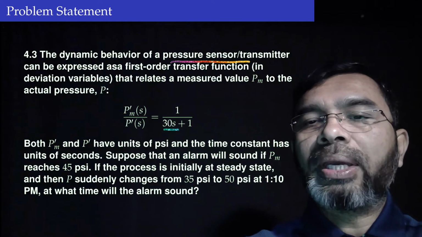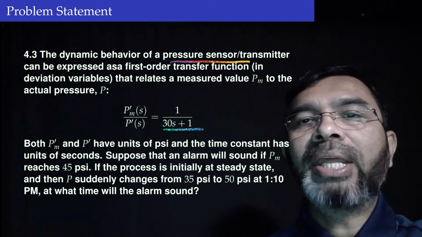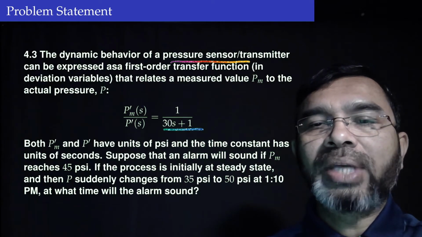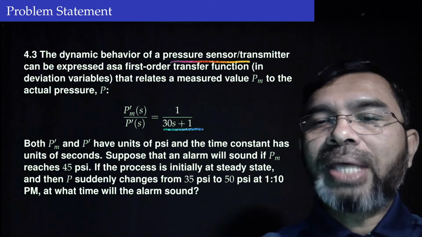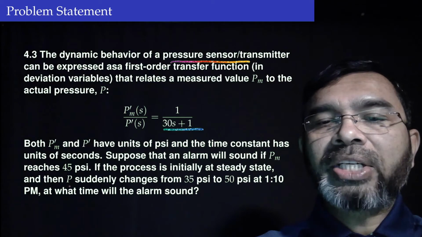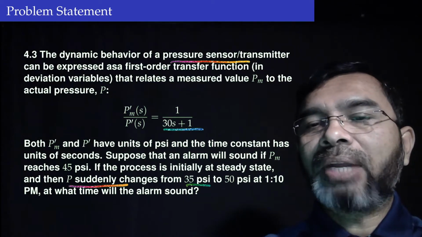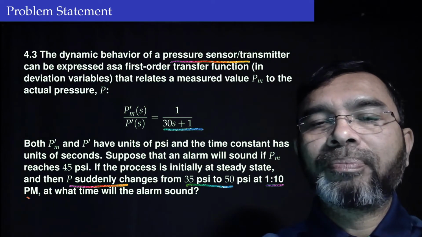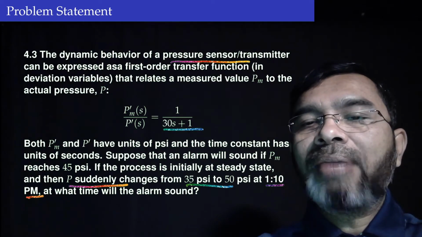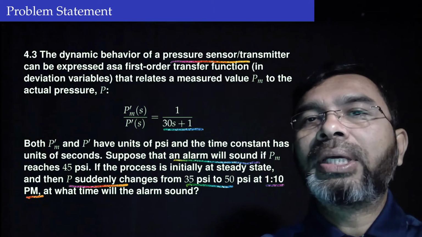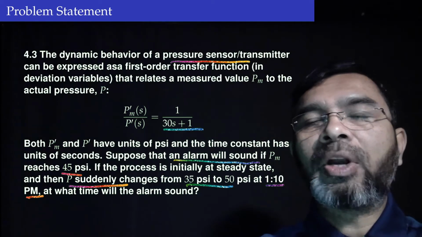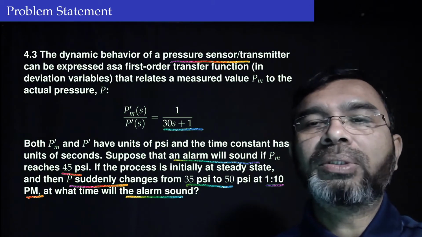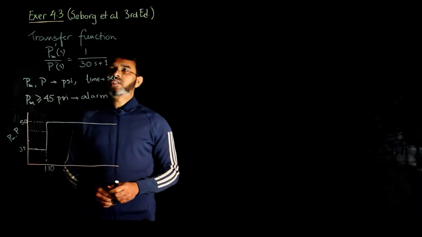So this is given by 1 over 30s plus 1, meaning the gain is 1 and the time constant is 30 seconds. What you are required to do is this: if the pressure suddenly changes from 35 to 50 psi at 1:10 p.m., and if an alarm sounds when the measured pressure reaches 45 psi, at what time will the alarm sound? So let's look at a quick analysis of the problem.